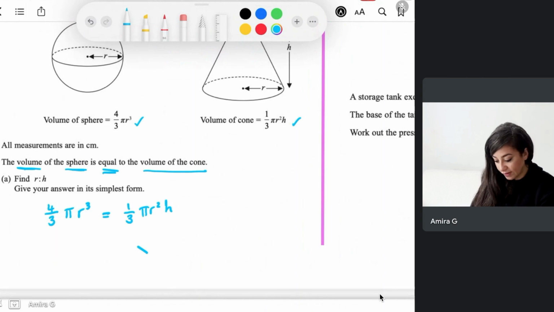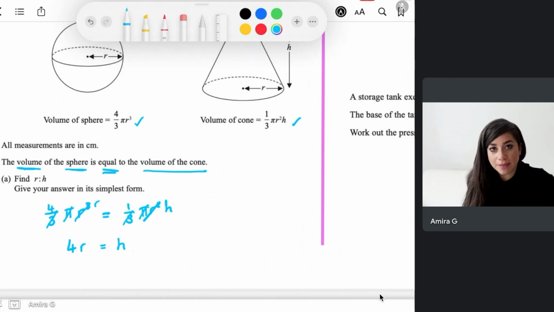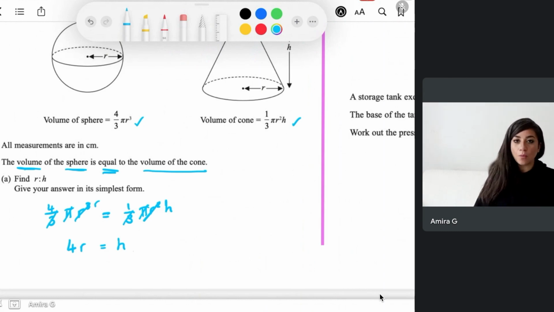Now we can simplify. If I times both sides by 3, I get rid of this 3 and that 3. The pi's, if I divide it by pi, I get rid of both of them. If I divide it by r squared, I end up with just r over there. So I end up with 4r equals h. Do you see how horrible this question looked at the beginning? And then just by reading that one line, actually, it's not as bad as it looked, okay? Just think about that whenever you see a weird question.